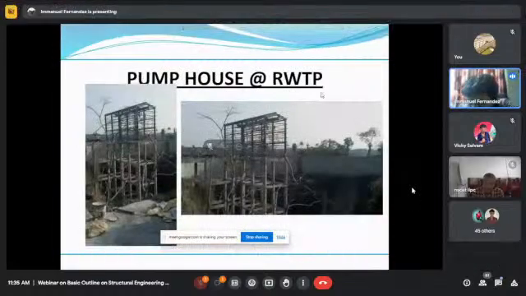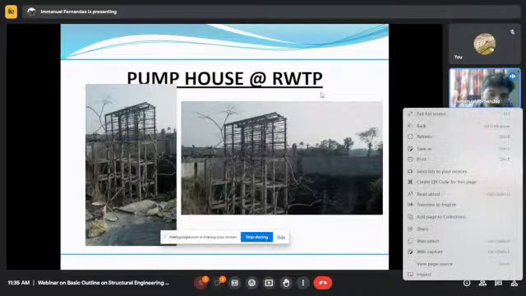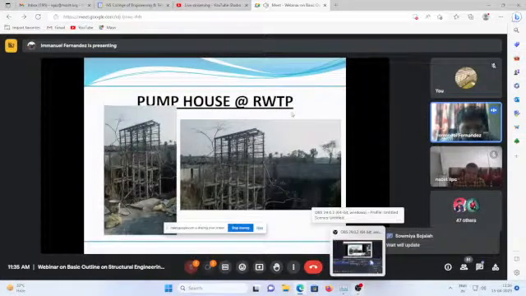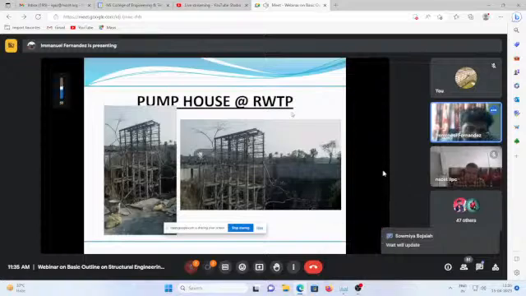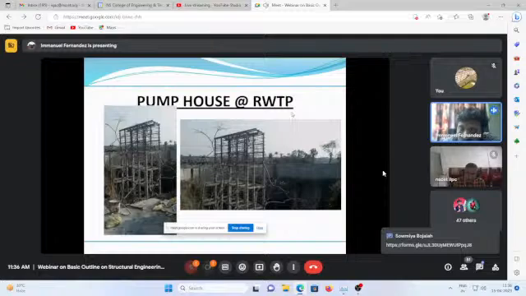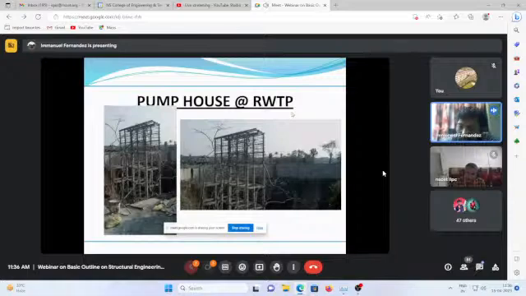And this is one pump house at the raw water treatment plant. Every refinery requires a very huge quantity of water. The consumption of water is very high, so we need reservoirs to store the raw water, and from that we need to pump the water to the plant. So we build these kinds of pump houses where we have a pumping system, and we identify the plot such that we have this kind of area for water treatment also.